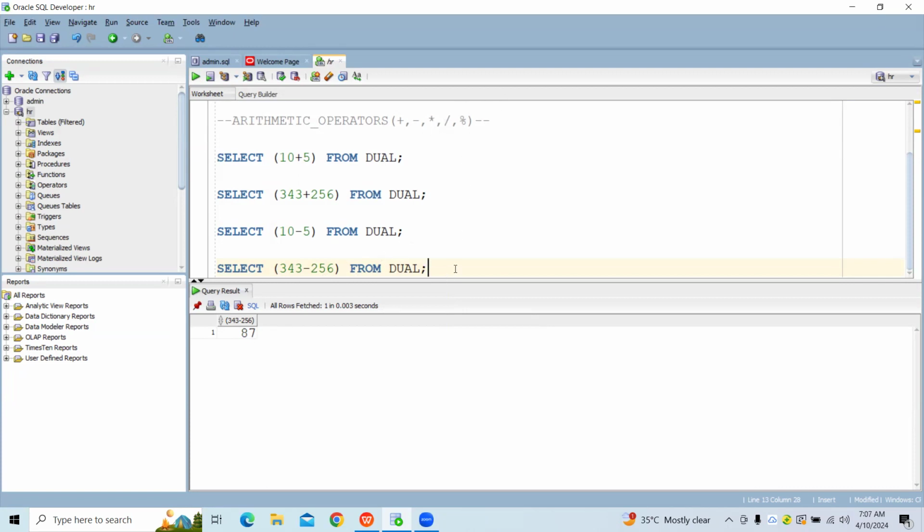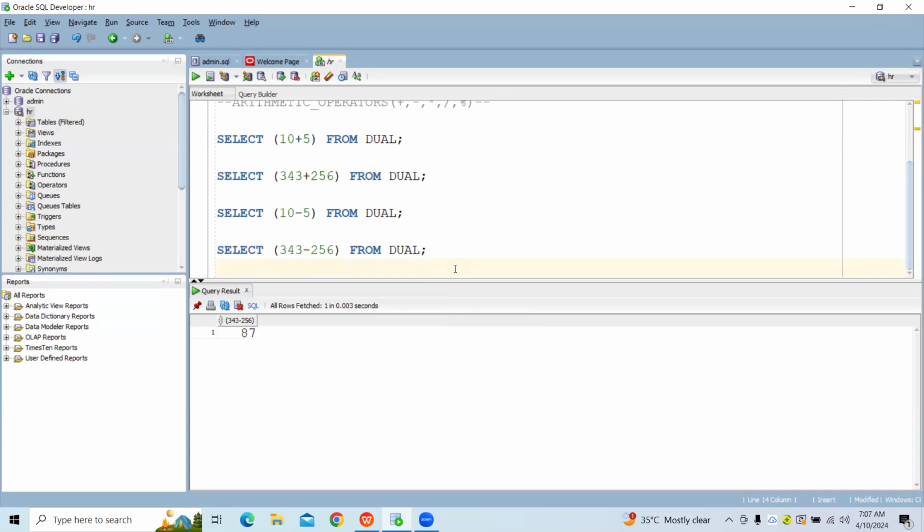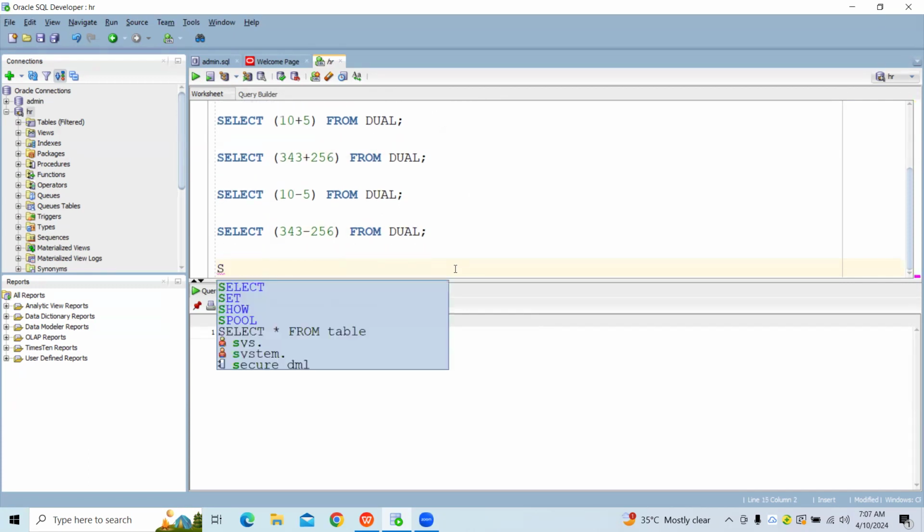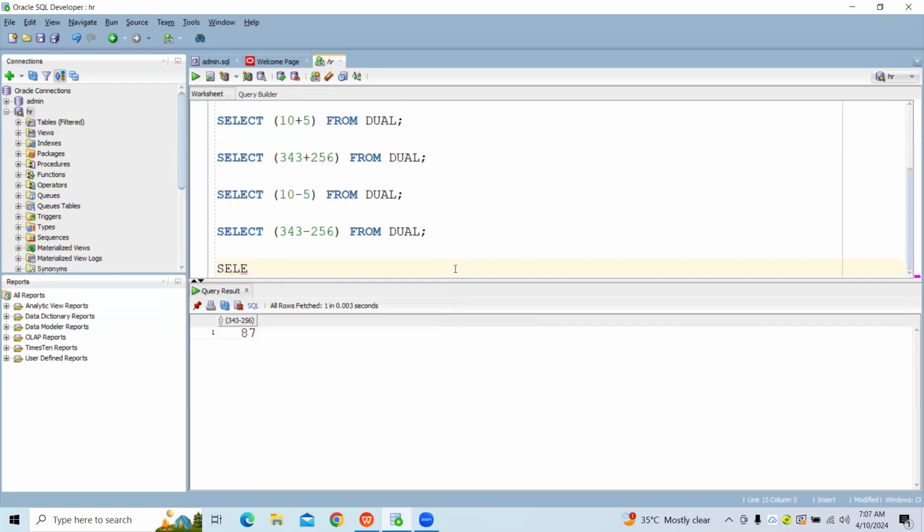Next, we have the multiplication operator. In between, the symbol changes; apart from that, everything is the same. So next, I'm writing my query starting with a select keyword. After that, I wanted to perform multiplication between 10 and 5. So I have written 10 into 5. After that, I have mentioned the from clause, given the table name as dual, and then terminated the query with a semicolon.